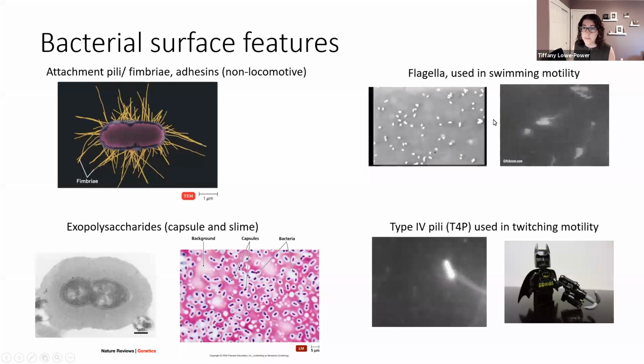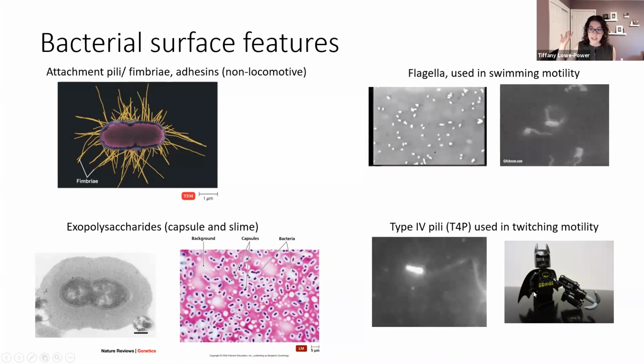That's not the only way that bacteria move. There's also an extremely cool mechanism called the type 4 pili that works kind of like a grappling hook. So we've got this little Batman here showing a grappling hook. It actually extends, this pilus extends from the end of the cell, attaches to a surface, and then retracts. And so it's basically just, yeah, a straight up grappling hook motion.